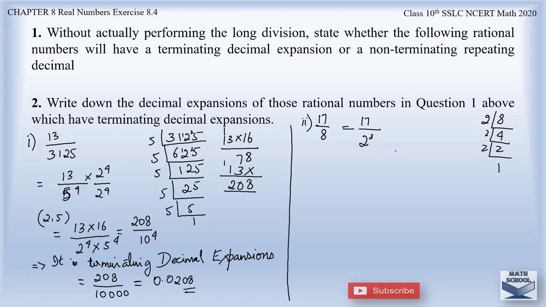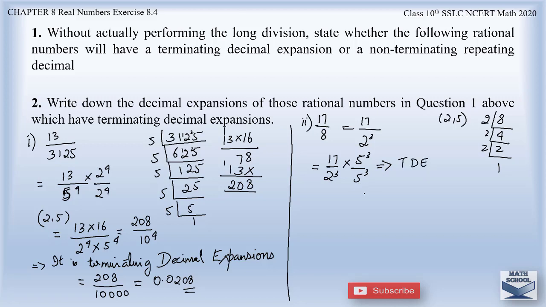Now remember that we have to create pairs of 2 and 5 in the denominator with equal powers to determine whether the number is a terminating or a non-terminating repeating decimal expansion. Since 2 is already present here, we will multiply the numerator and the denominator by 5 cube. Okay, so we have obtained the pair of 2 and 5 now. So we can say that this number is a terminating decimal expansion, right?